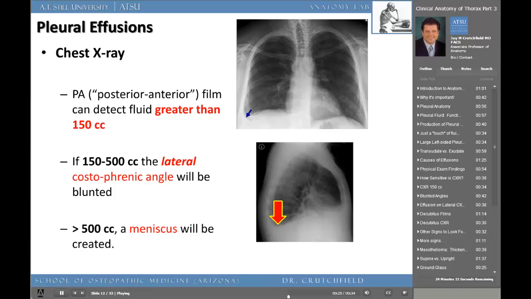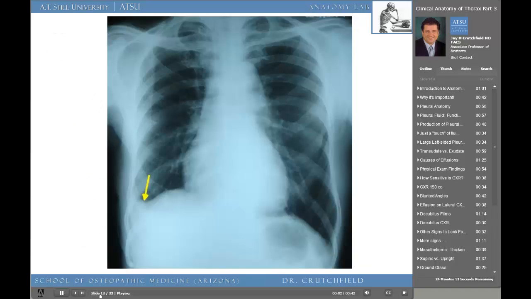So we know from the previous slide that in order to see blunting of the costodiaphragmatic recess, we need to see between 150 and 500 cc's of fluid. Here, the yellow arrow is showing us a blunted costodiaphragmatic recess. On the left, it's normal. The right, however, is blunted. Therefore, this patient has a unilateral pleural effusion, at least based on chest x-ray. A CAT scan might show us, however, that the patient has bilateral pleural effusions and we just can't pick it up on a chest x-ray. But for now, we're suspicious of a unilateral pleural effusion, blunting of the right costodiaphragmatic recess.